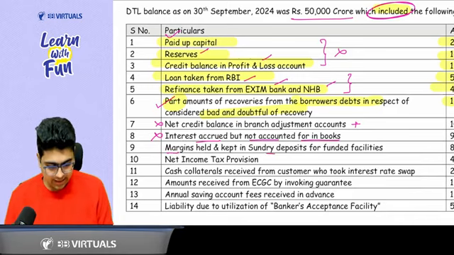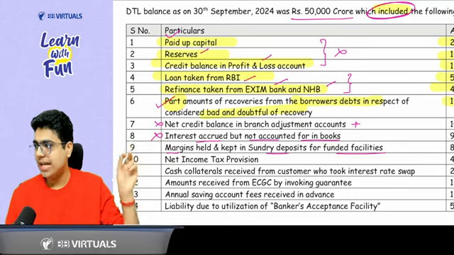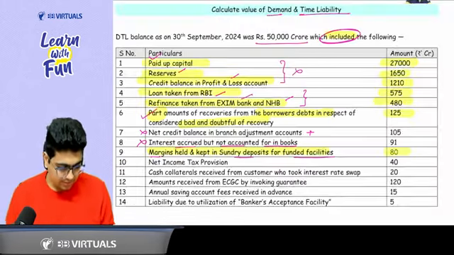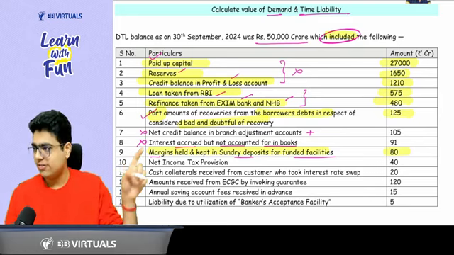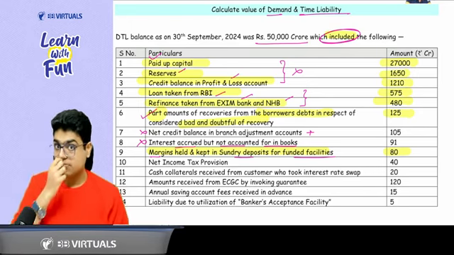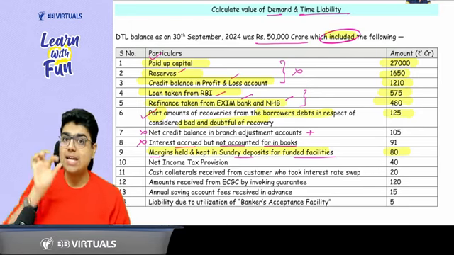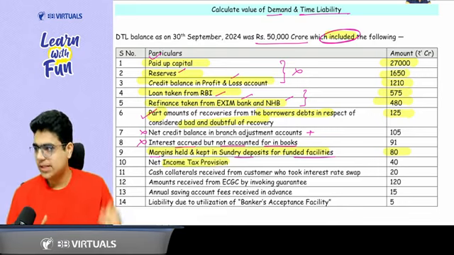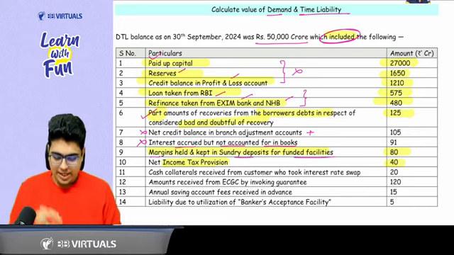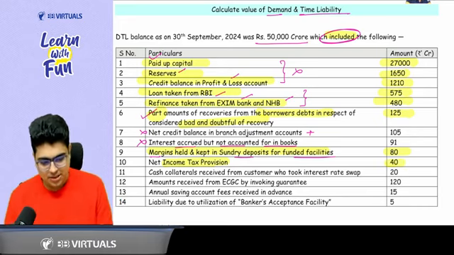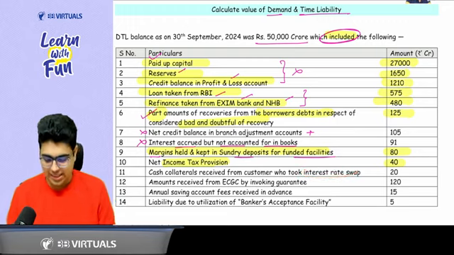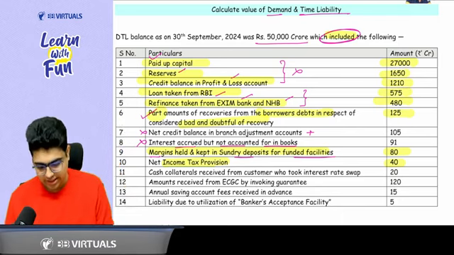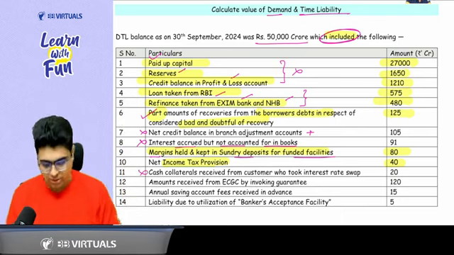Margins held in sundry deposit for funded facility. Munni, M for margins. Margins were required to be excluded, so we will exclude them. Now Buddy: income tax provision needs to be excluded. Then cash collateral received from a customer who got an interest rate swap. This cash collateral needs to be refunded back, so it is included in the liability. Again ignore, because it is already included.